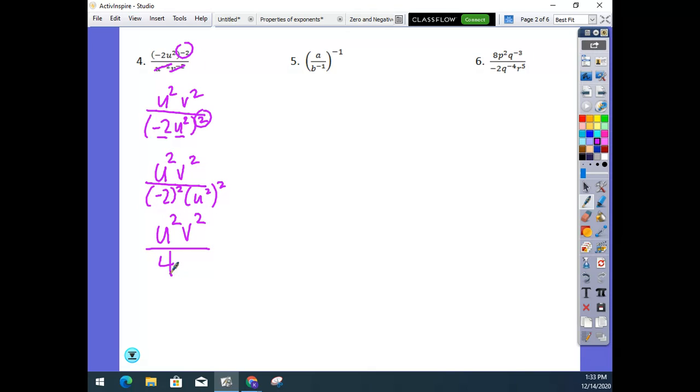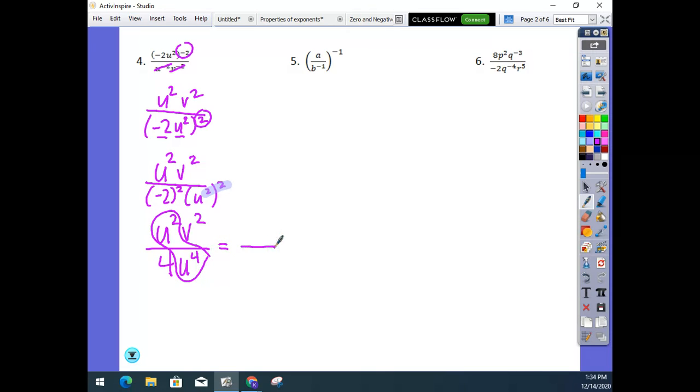-2 squared is a +4. Negative times negative is positive. Then I've got power to a power. So I'm going to multiply. Then I've gotten rid of all of my negative exponents, all of my parentheses. Now I just need to combine my bases together that are the same.